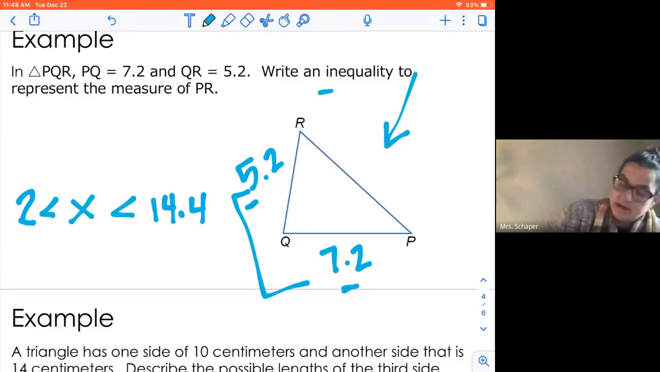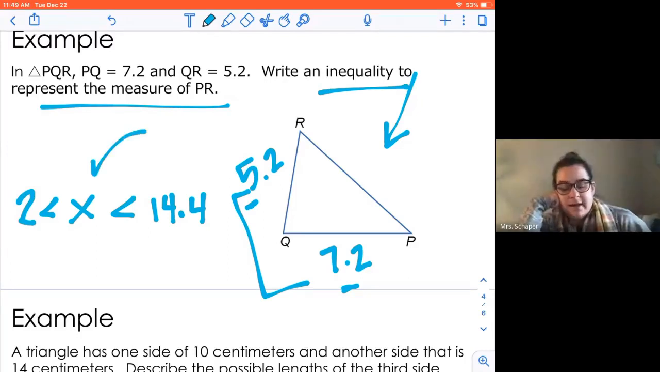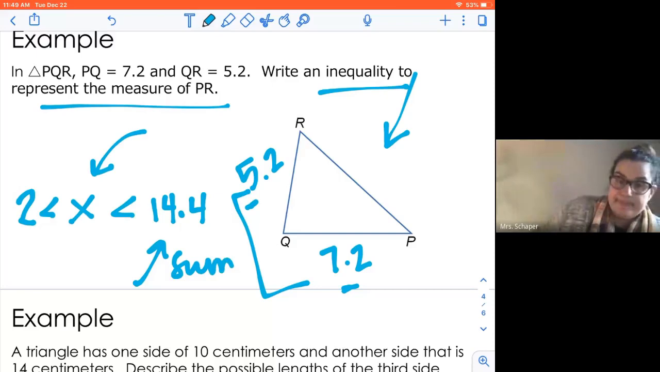When you write an inequality to represent the measures of PR, there are endpoints. It is a range of numbers. And so when you write that out, you put your variable in the middle, and then you put your lesser number to the left, greater number to the right. Again, this is the sum of the two sides that you know, and this is the difference of the two sides that you know.